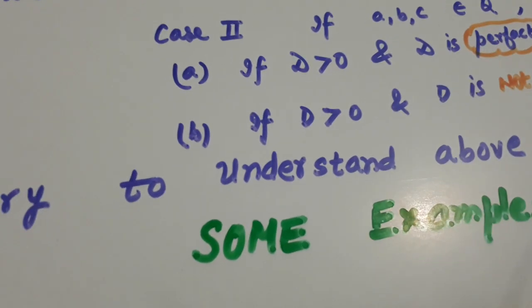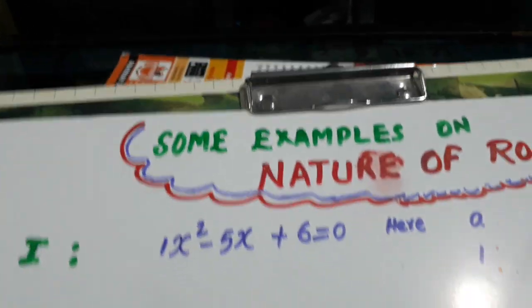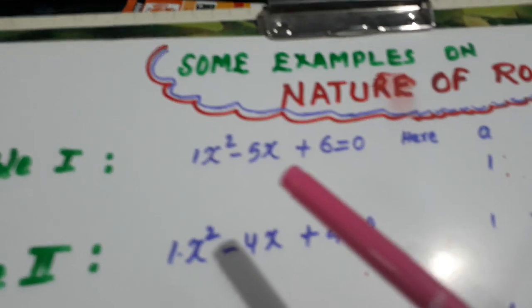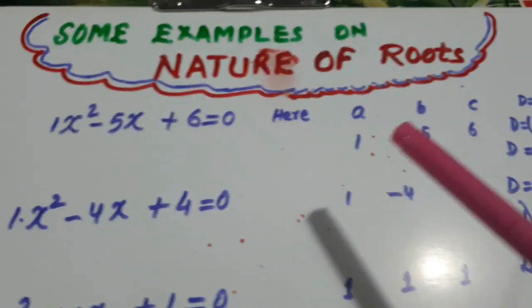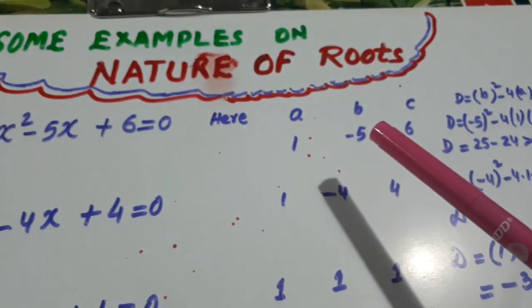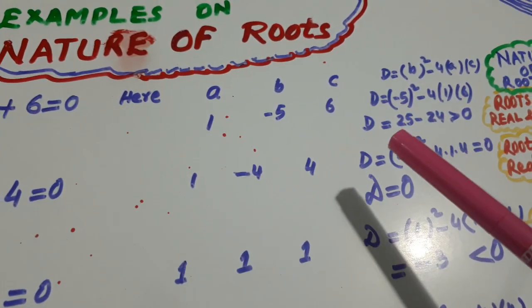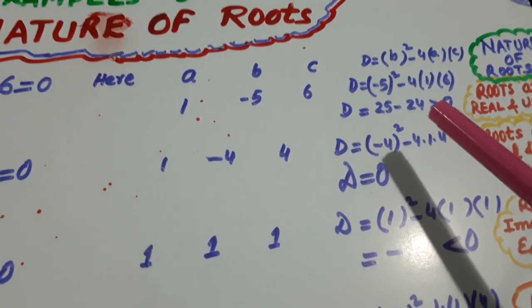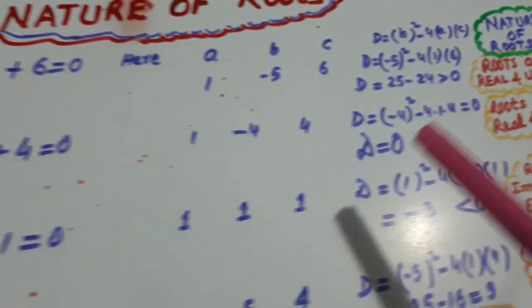Now look here, I am coming to the next page. Some examples are there. Nature of roots. Now look here, example number 1. x square minus 5x plus 6 equal to 0. Here a is 1, b is minus 5, c is 6. Find the value of D. D comes out to be 1, which is greater than 0. Roots are real and unequal.